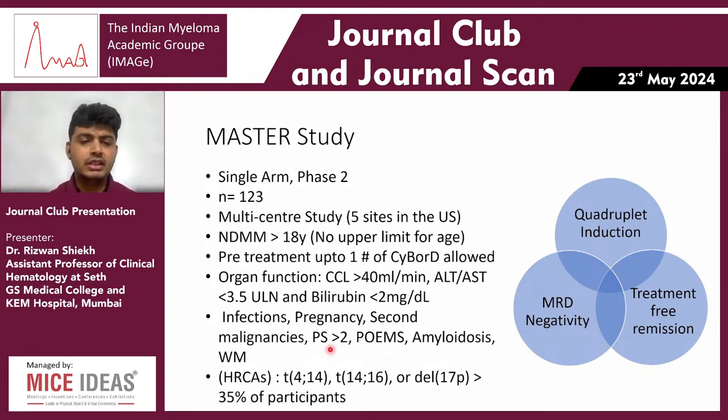The other important thing about this study is that they mandated, as part of the protocol, at least 35% of the participants to have high-risk chromosomal abnormalities. It's a very contrasting thing when you compare it with the CASSIOPEIA study, which had actually less than 10% of patients with double-hit multiple myeloma.